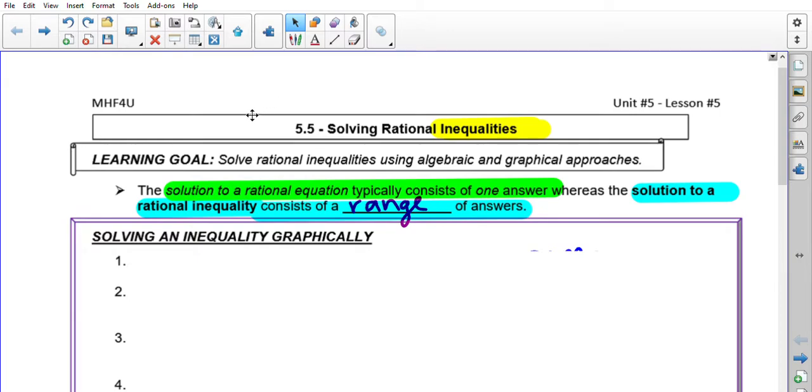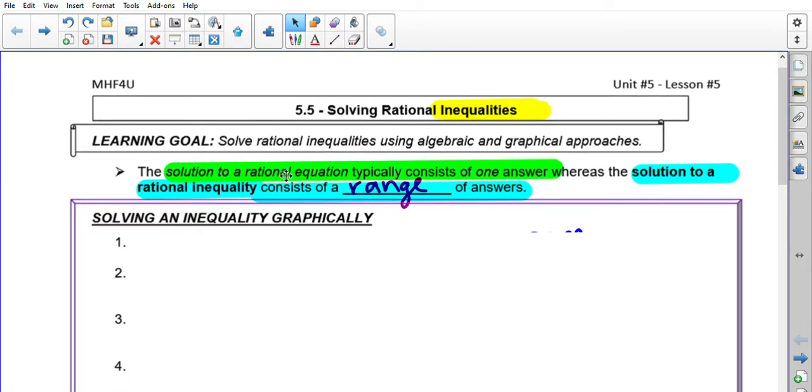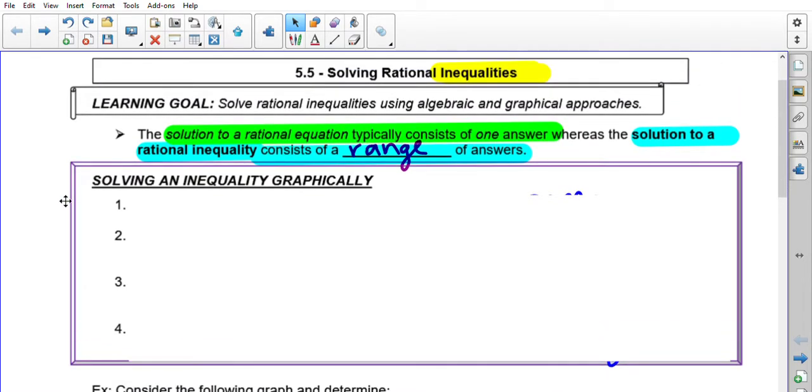Let's remind ourselves that if I asked you to solve a rational equation, which was the lesson prior to this, it typically consists of one answer, for example, x equals 3, x equals 4, right? Whereas the solution to a rational inequality consists of a range of answers, because the inequality symbol will leave you with something like x less than 7, x greater than 4, or x is between -2 and 3. So there's always a range or an interval that represents the answer to an inequality. That will be the same today.